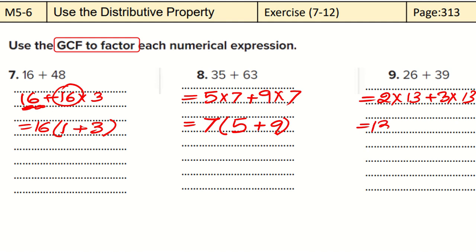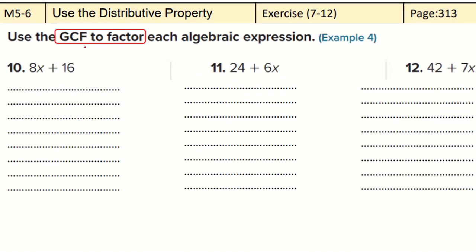So you can see 13 is the same number here and here also, so it will be taken common. In bracket you will get 2 plus 3. Now here again I am telling you, they are not asking you for the answer. They are asking you to factor only. So this is the answer. You will not calculate this. Now next is use the GCF to factor.